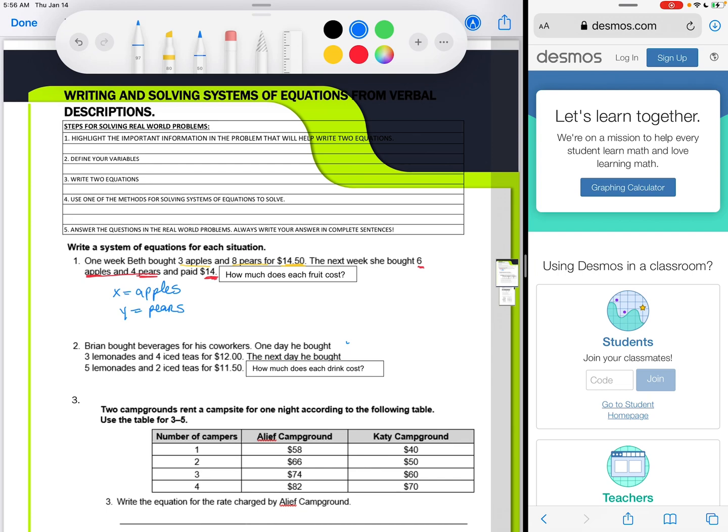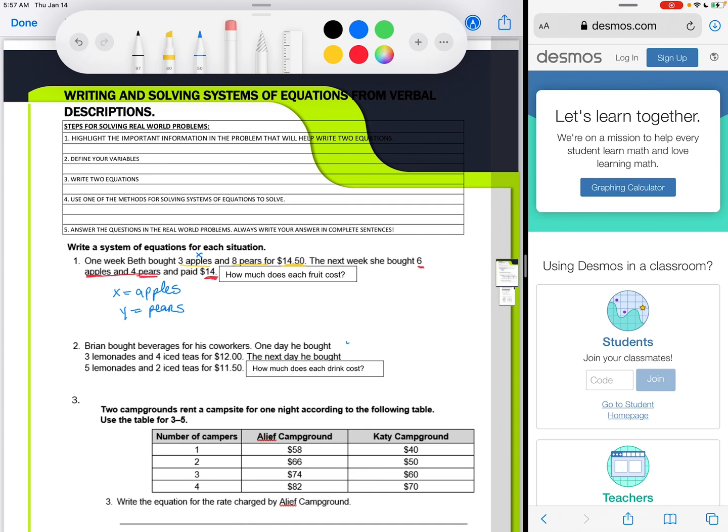And then from here, we're going to go back and read the problem and write our equation. It says one week Beth bought 3 apples. So that means we said apples was X, right? So that's going to be her cost equals 3 apples. So that's, I didn't mean to do that. My apologies there, guys. Start again, rewind.